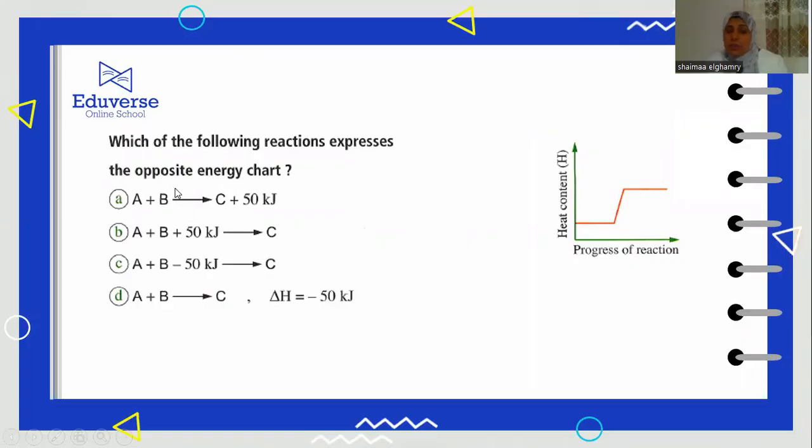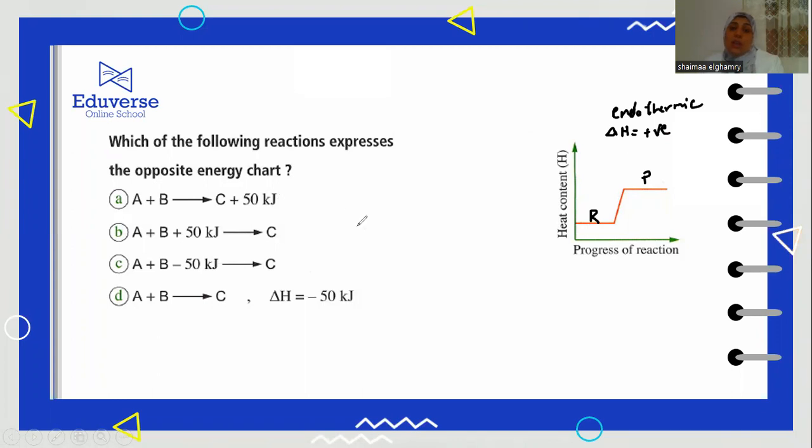Which of the following reactions expresses the opposite energy chart? Here, this energy chart represents an exothermic or endothermic reaction. We are going to look at what? The heat content of reactant and heat content of product. Product has greater heat content. So here delta H will be positive. So the reaction is what? Endothermic reaction, as the heat content of product is greater than the heat content of reactant.